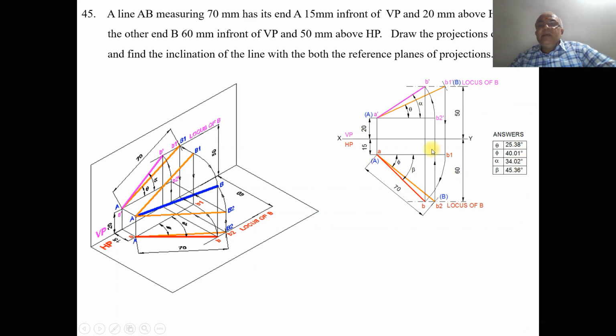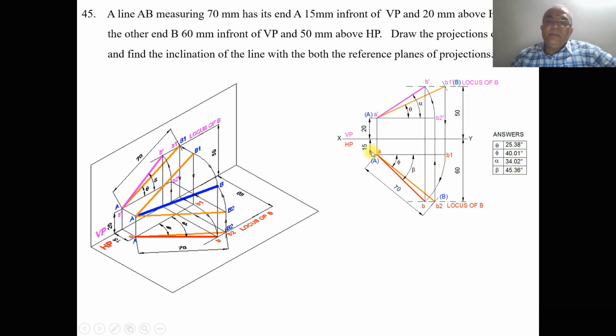Then show the dimensions. You mark this as the true inclination with respect to HP, which is theta. This is the true inclination with respect to VP, which is phi. This is the apparent inclination with respect to HP, which is alpha. And this is the apparent inclination with respect to VP, which is beta. By using the protractor, you measure theta, which will be 25 degrees; phi will be 40 degrees; alpha is 34 degrees and beta is 45 degrees. When you do it on the computer, you must get theta equal to 25.38, phi equal to 40.01, alpha equal to 34.02, and beta equal to 45.36.